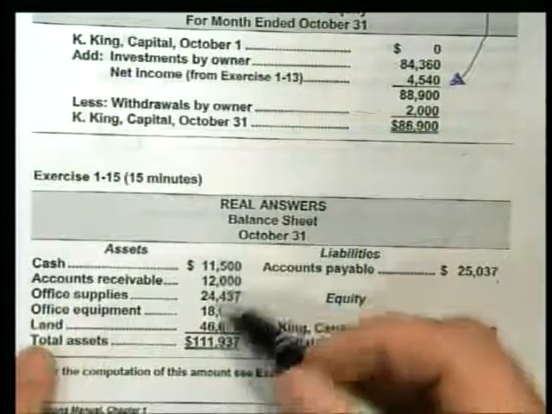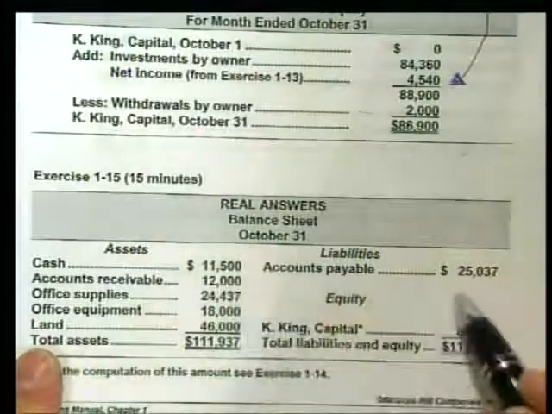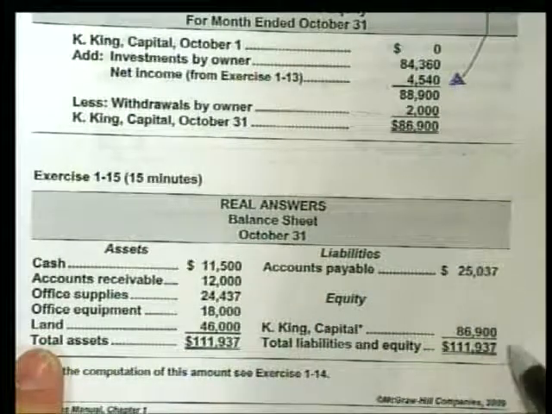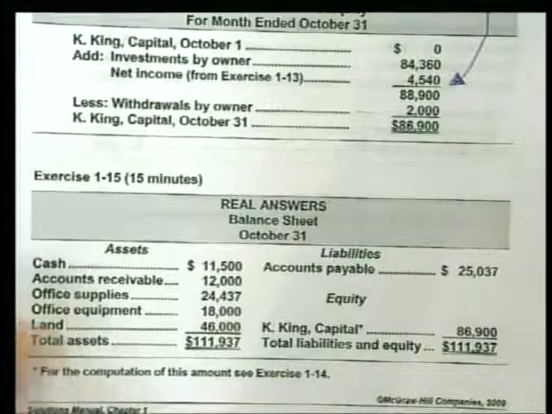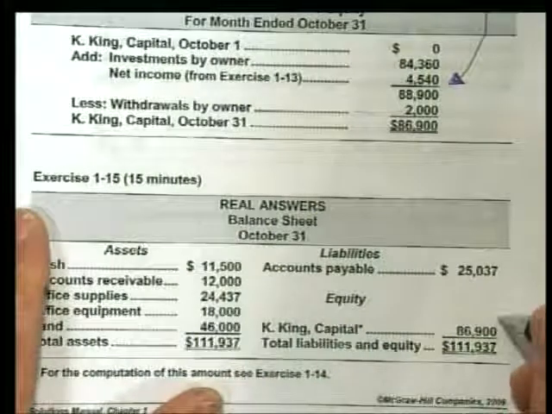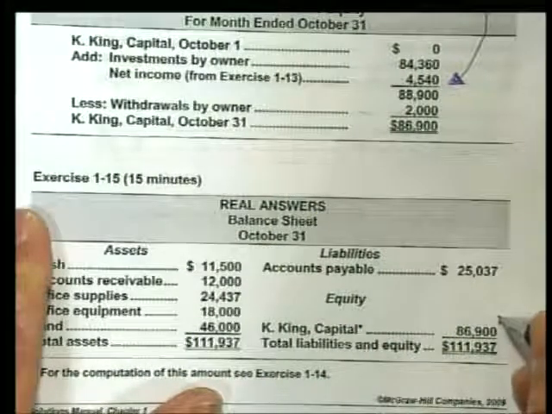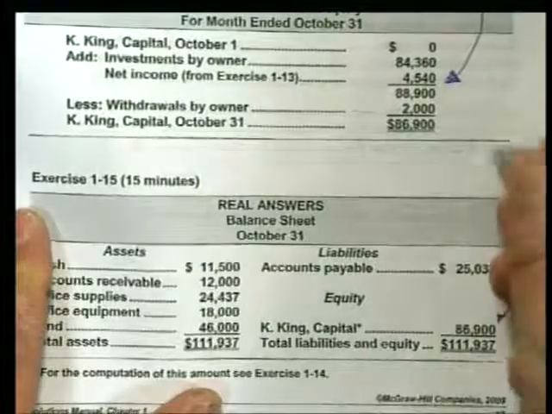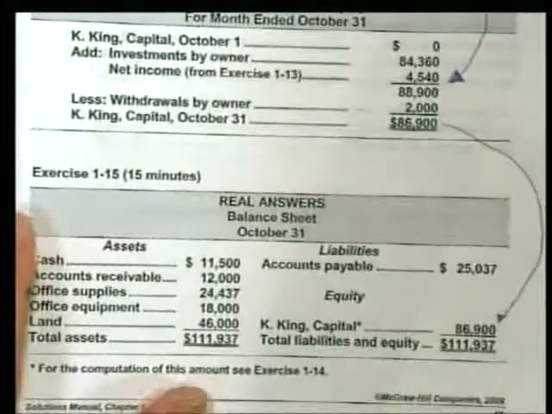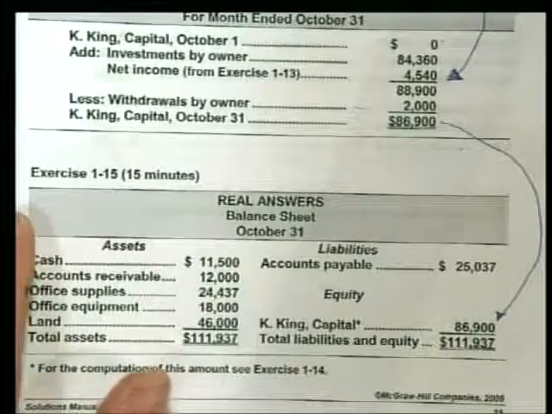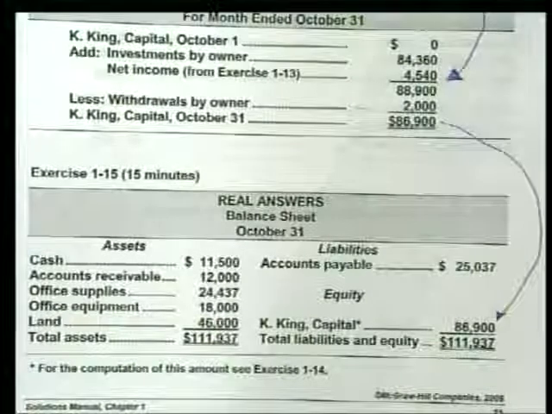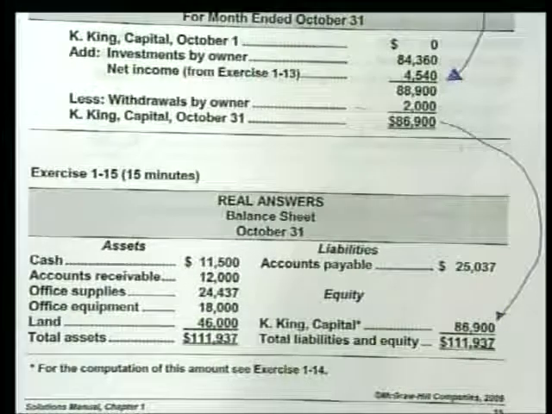Here are your assets, okay? Here are your liabilities. I'm sorry, here's your liability. There's only one. Here's your ending balance of capital, okay? Now, where did we get that? Where did we get our ending balance of capital? We got it from the statement of equity, didn't we? That's why you have to prepare them in that order. Okay? The ending balance of capital is calculated in the statement of equity. Make sense?